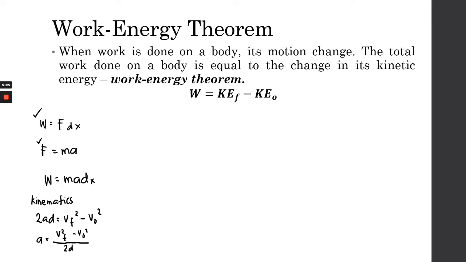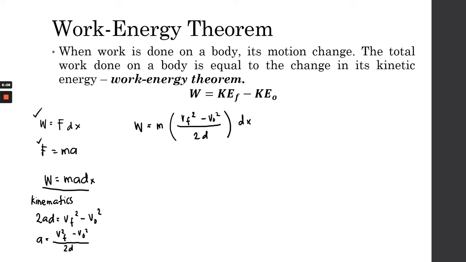And we know that in order for us to get the acceleration of a body, we just have to get the square of its final velocity minus the square of its initial velocity, divided by 2d. We can also substitute this equation into our work equation right here. In the end, what we're going to get is work is equal to the mass of the object multiplied by Vf squared minus V initial squared divided by 2d, multiplied by dx.